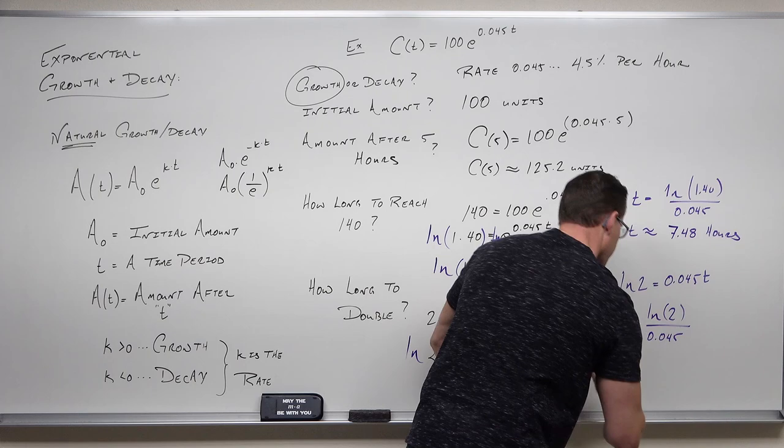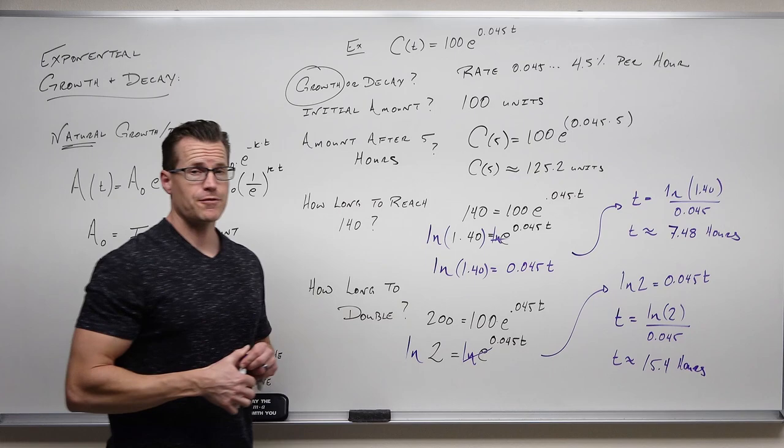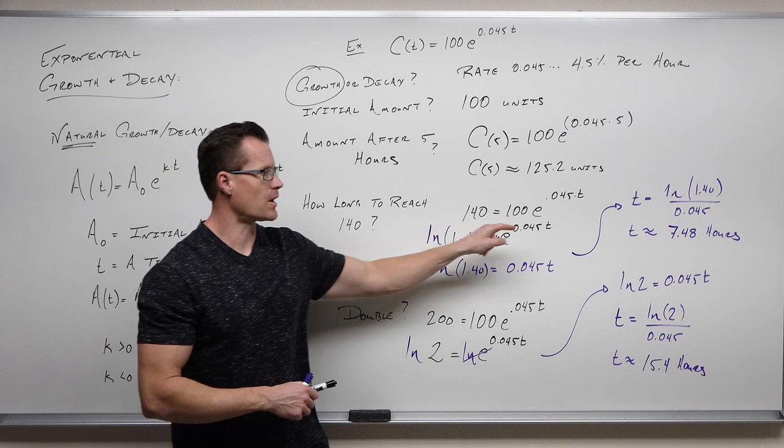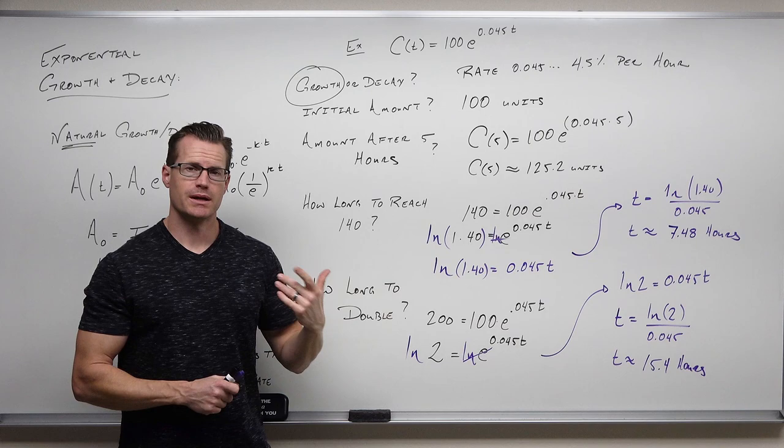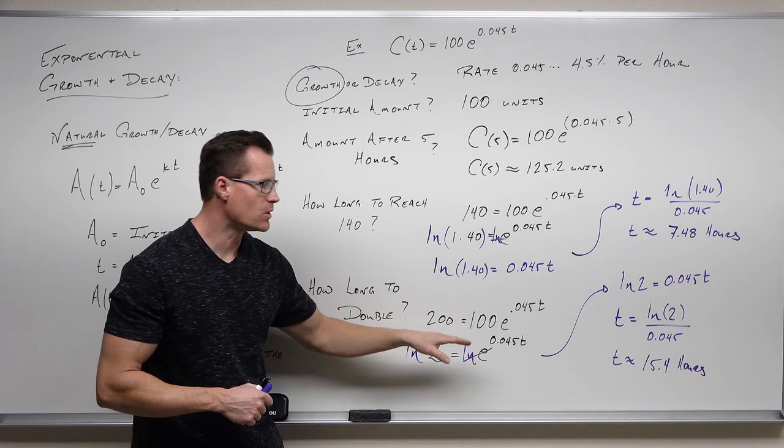We have parentheses after the ln 2. That's really important for your calculator. And it should be a bit more than 7.5. So I got 15.4 hours, and that makes sense. To gain 40 units cost us 7.5 hours. To gain 60 more units on top of that would be an additional almost double, little over double that, but we're gaining 60 additional units. So 100 to 140 was 7.5 hours, 100 to 200 was 15.4. So it makes sense. It's not way out there like 100 hours or something.